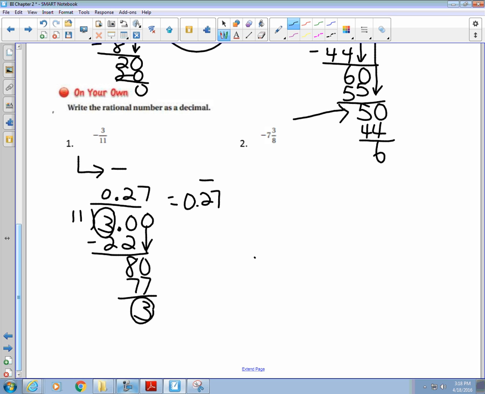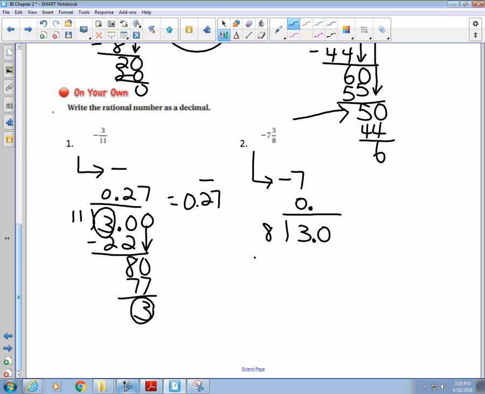Last example of converting rational numbers into decimals. I have -7 3/8. I see that there's a negative and a whole number, so I'm going to carry those down to my answer, -7. And now the fraction is 3/8, so I'm going to go ahead and do long division on that. The 3 goes inside the division house, and the 8 goes on the outside. 8 does not go into 3, so there's a 0. Decimal point, bring it up, add a 0.